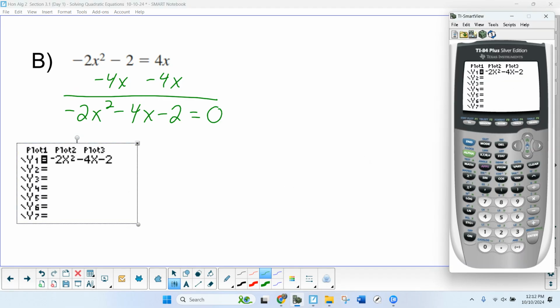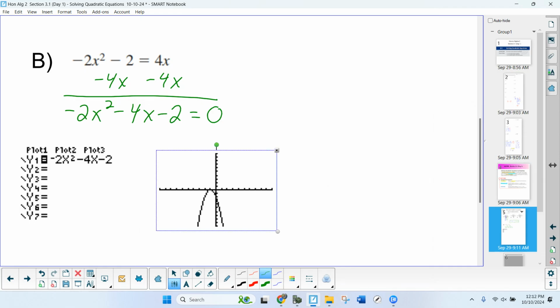And now I don't have to go zoom 6 again. Once you set that graph to standard, it'll stay at standard unless you mess it up. How many places does this one appear to hit the x-axis? Yeah, 1. Do you guys see that? It only hits 1 time.